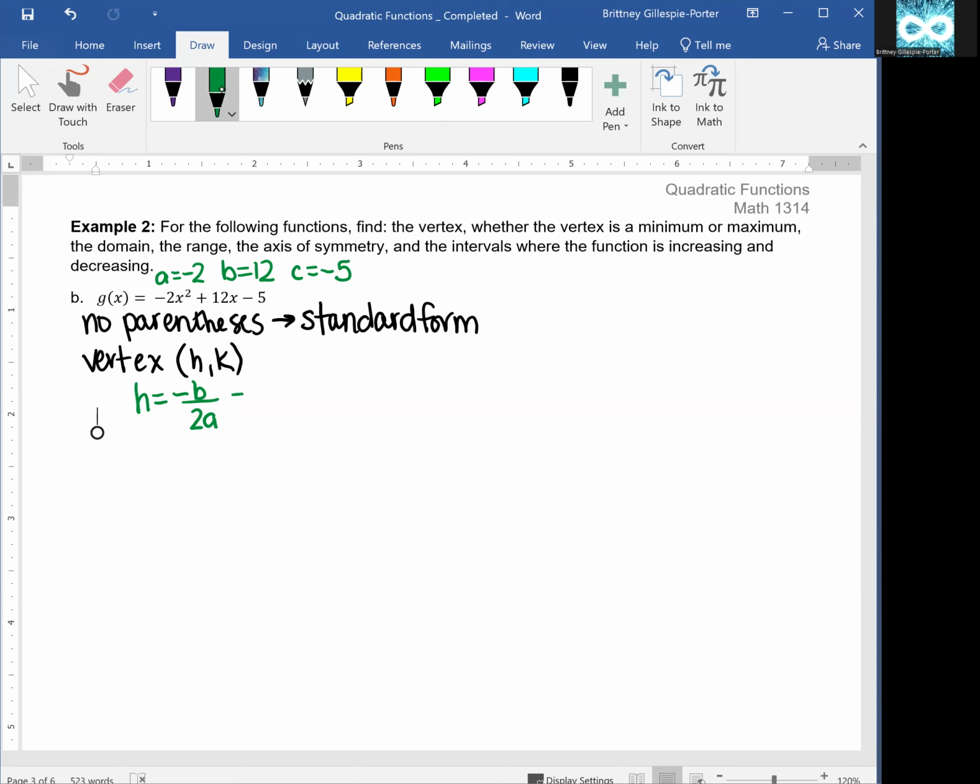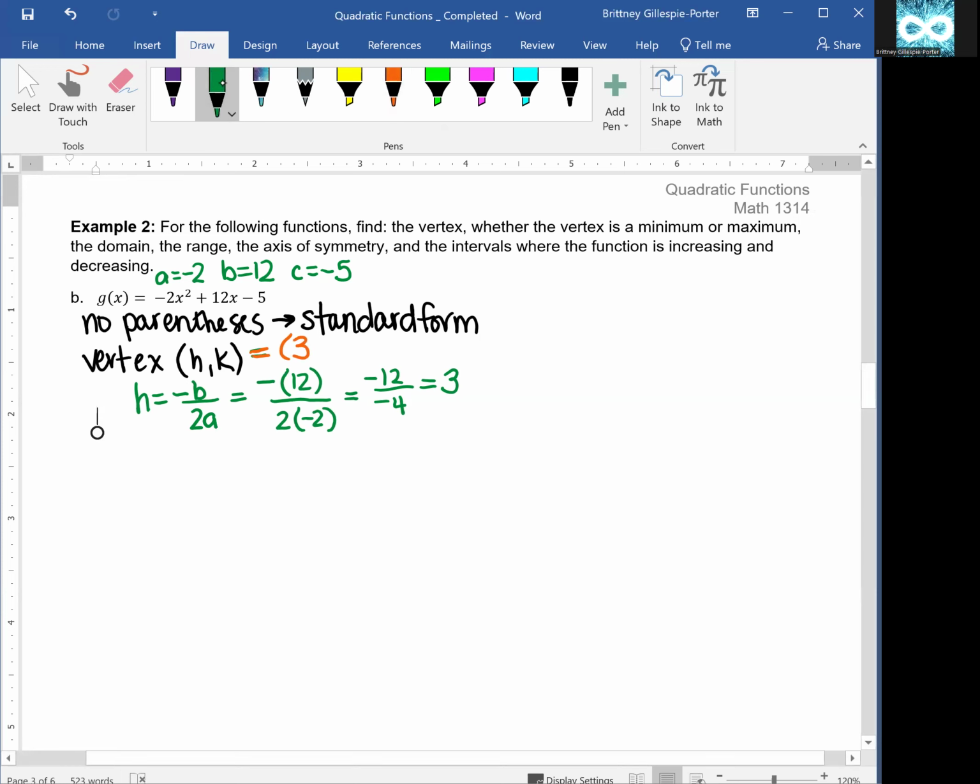Okay? So plugging in, we're going to have the opposite of b, which is 12, all over 2 times a, which is negative 2. Negative 12 all over negative 4 gets us a positive 3. So we know the first coordinate of our vertex is going to be 3.